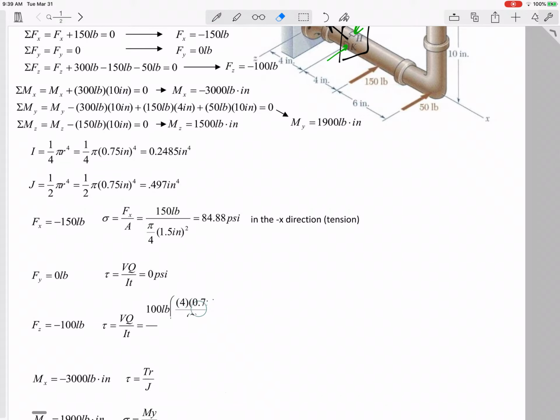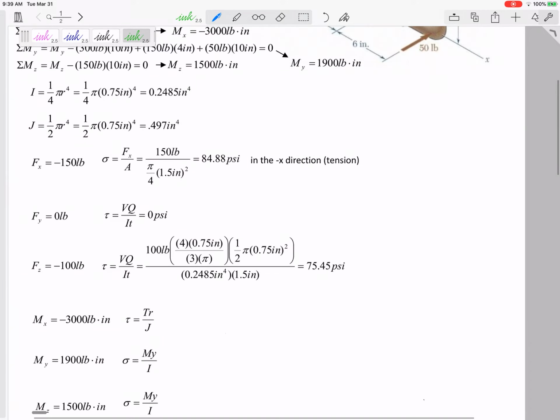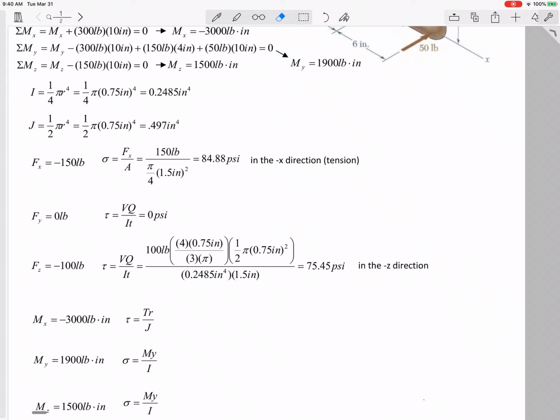So here we've got 4r over 3 pi. That is the Y bar prime, and the area 1/2 pi r squared divided by I, which we calculated before, divided by thickness right here, 75.45 psi. What direction is it in? Well, it's in the direction that negative z force was in. It's in the negative z direction. So make a note. It's a shear stress in the negative z direction in case I want to combine it with another one. Okay, now the moments.